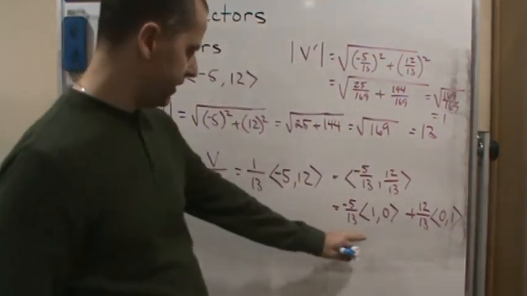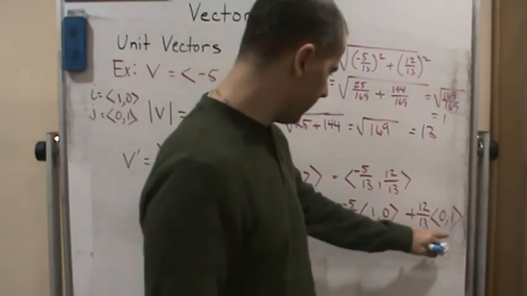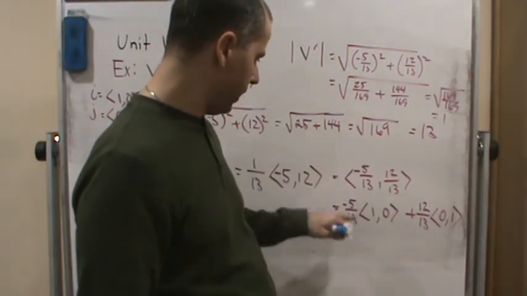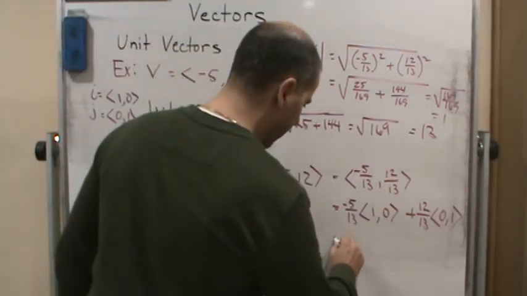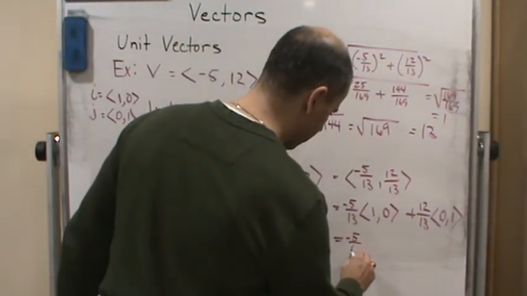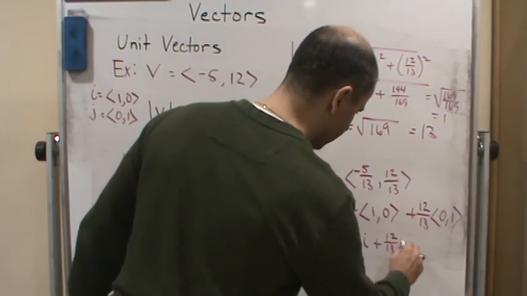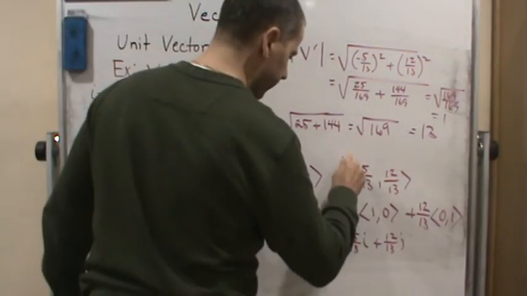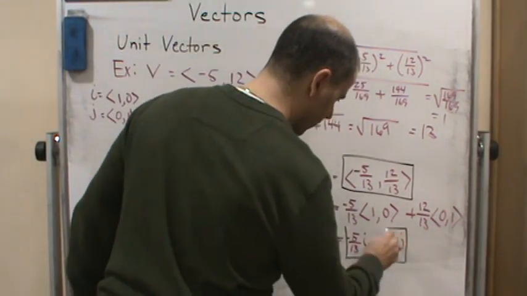So if I take this vector here times this, and I take this vector here times this, and I add those vectors together, guess what? I'm going to get right back to what I started with. Well, guess what? This is i, and this is j. So my final answer, if I want to write it in ij form, is going to be negative 5/13 i plus 12/13 j. So there's the other way of writing it. So again, the unit vector is this, but I can also write it in ij form like that.